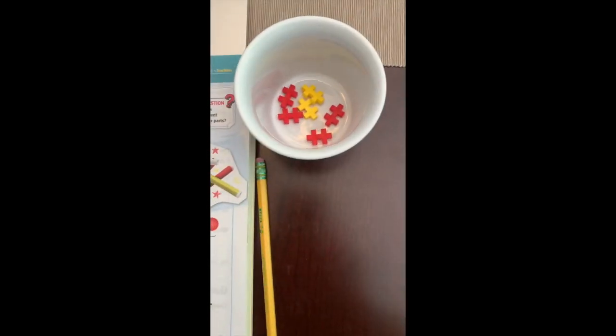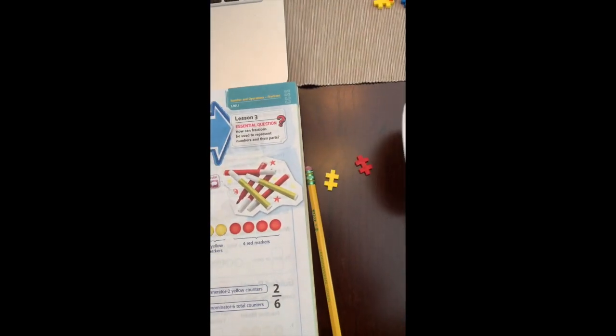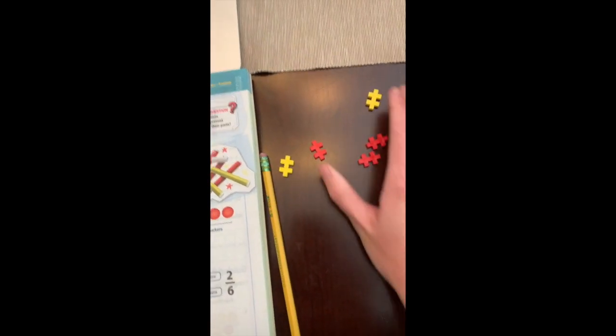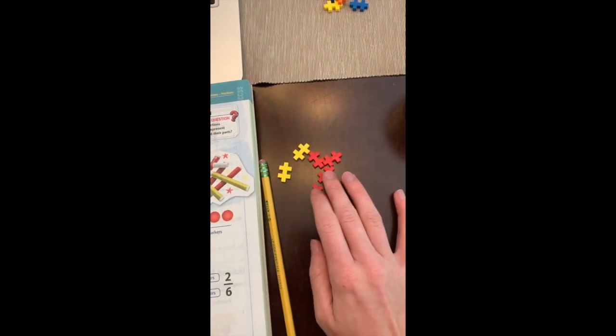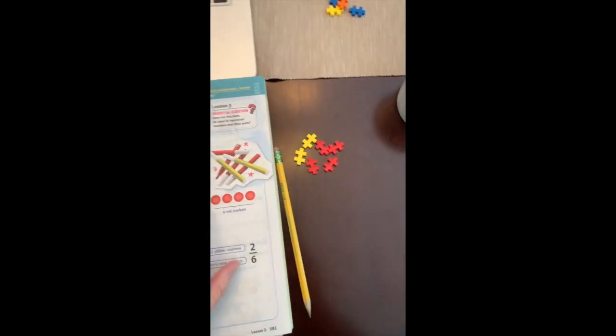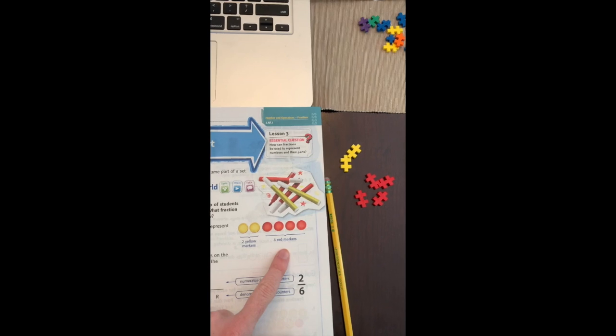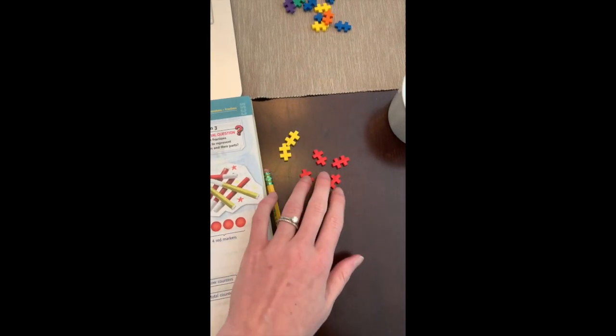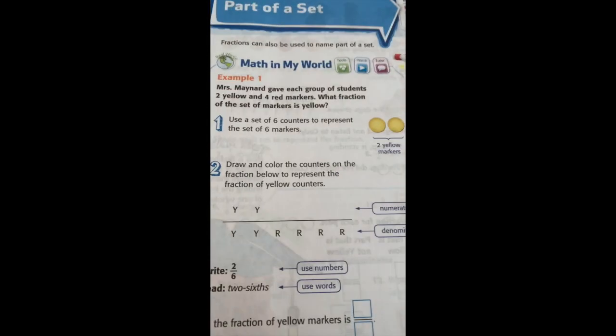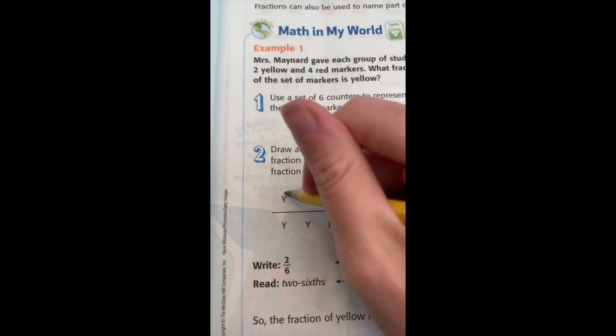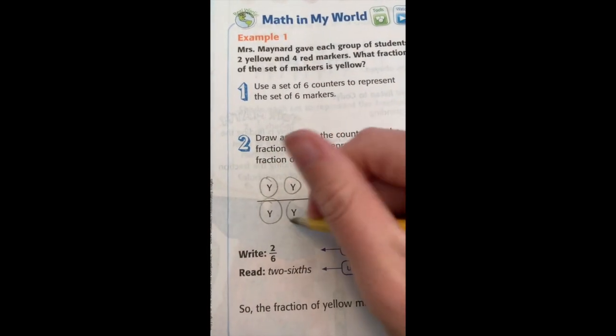Now, I am using my little pluses, so let me dump them out here. All right, this is my whole group of markers, right? This is what the teacher is giving to each group. It says there are 2 yellow markers, so I've got my 2 yellow plus, and 4 red markers. So I have my 4 red plus. Okay, draw and color the counters on the fraction below to represent the fraction of yellow counters. So what they want us to do is just circle, pretend that you have your own counters here.